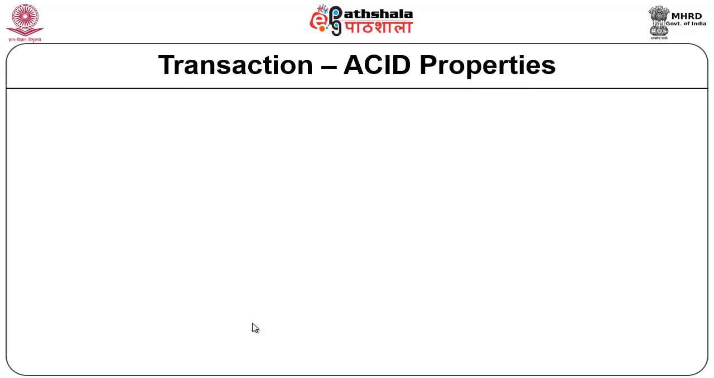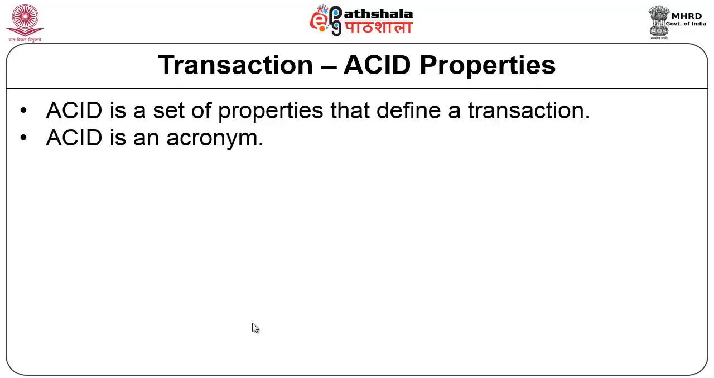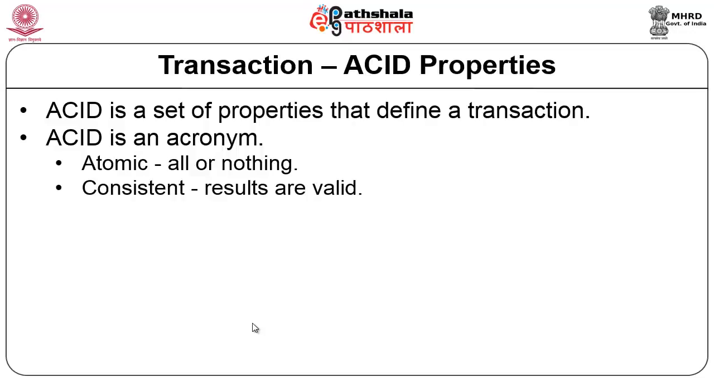Now, transactions have to follow ACID properties. Let us look at the ACID properties. It's basically an acronym. A stands for atomic. Atomic says all the operations or none. C stands for consistent. The results will be valid. So, if it is making some partial modifications through each of its operations, ultimately there should be a valid result.